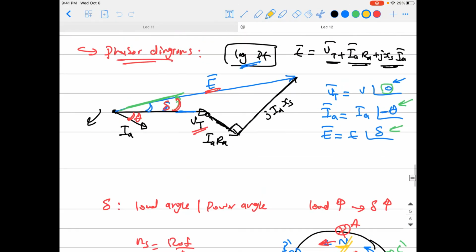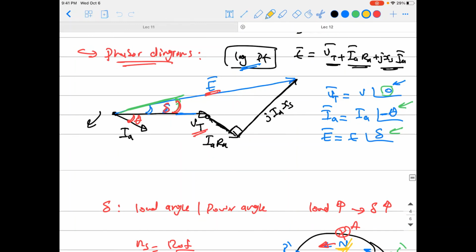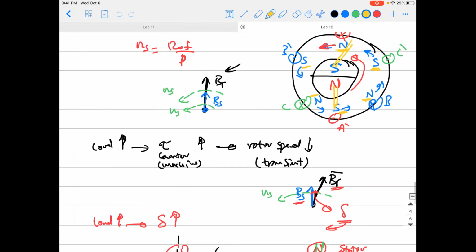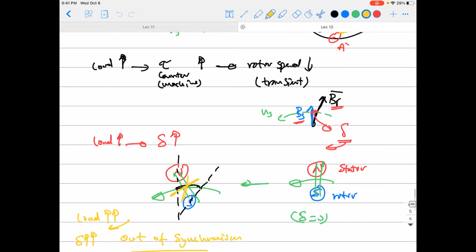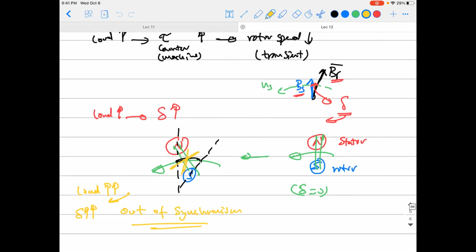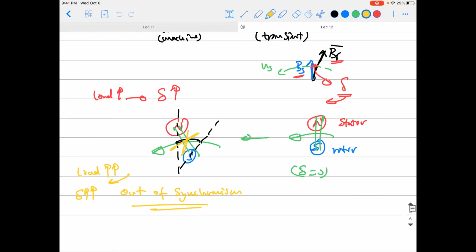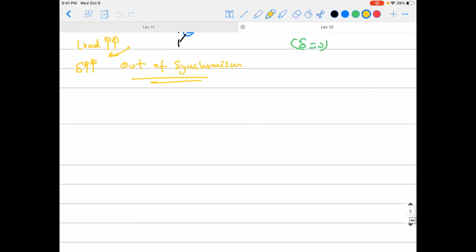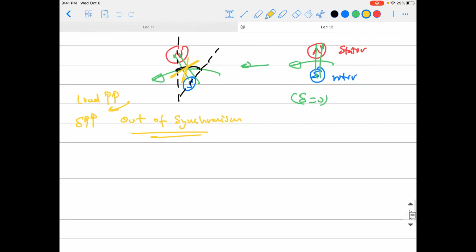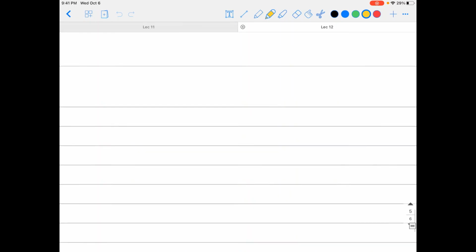Now you should understand the physical meaning of this angle delta. Okay? That is the angle between the terminal voltage and the induced voltage, and it's also the angle between the phasor of the rotor field and the stator field. And that means now you should understand why this matters and how this is translated inside the machine. More load means more delta, and that means more angle between the phasors of the rotor field and the stator field, and we do not like this because that means the machine is going to be out of synchronism. Okay, guys?